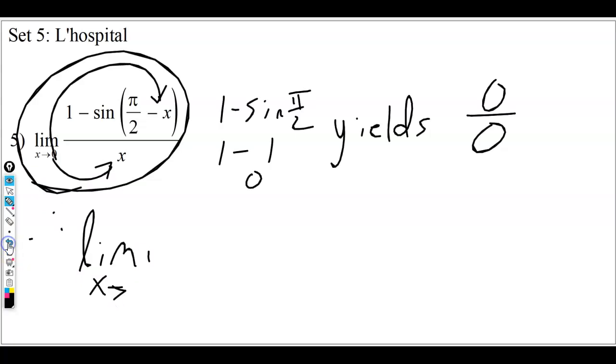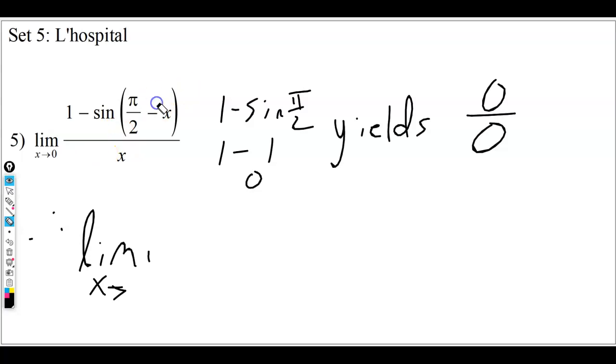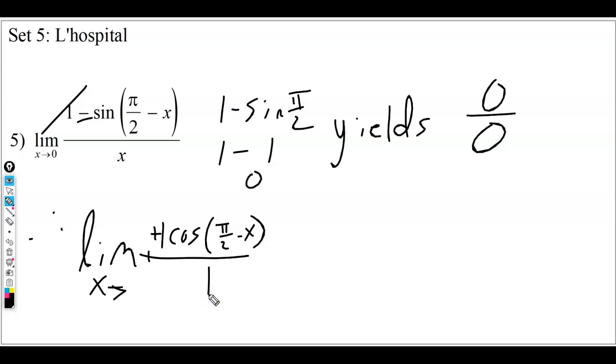Oops, erased. Clean this up a little bit. So the derivative of the top, the derivative of 1 is 0, so we don't really need to write that anymore. It just goes away. The derivative of sine is cosine, so we have negative cosine. The negative is going to stay there. And then we need to multiply this by the derivative of the inside also. The derivative of the inside is going to be negative 1. So if you multiply this by a negative 1, it ends up being positive 1 again anyway. And the derivative of the bottom is 1.